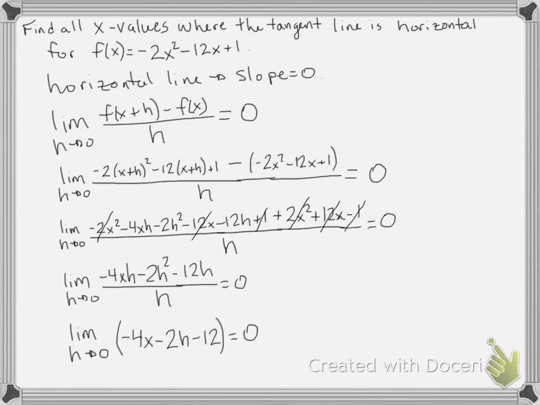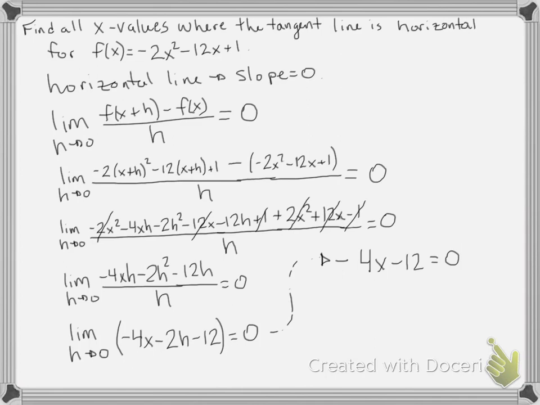Here's where we've got to be really careful. We're going to tend to want to plug in 0 into every variable, and that's not what we have. We have h is approaching 0, and only h is approaching 0. And so, if I plug in 0 for h, I will have negative 4x minus 12, and that still equals 0. So I've evaluated my limit. My limit is negative 4x minus 12. That limit has to equal 0 because I want a horizontal tangent line.